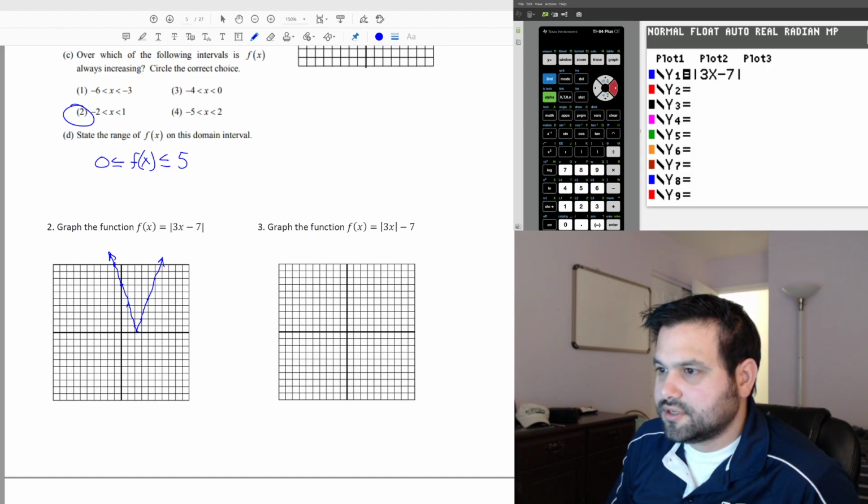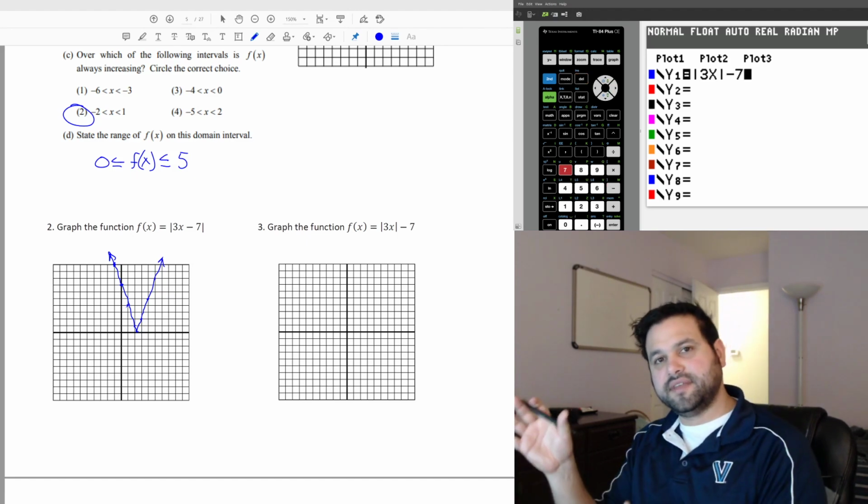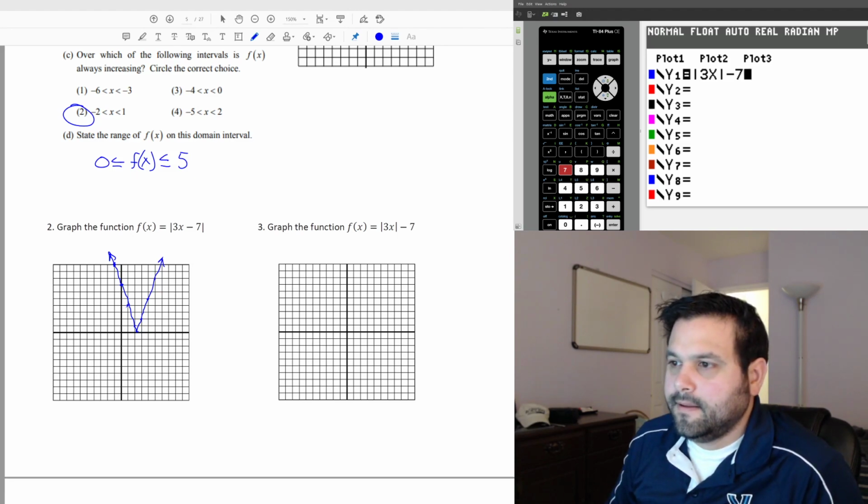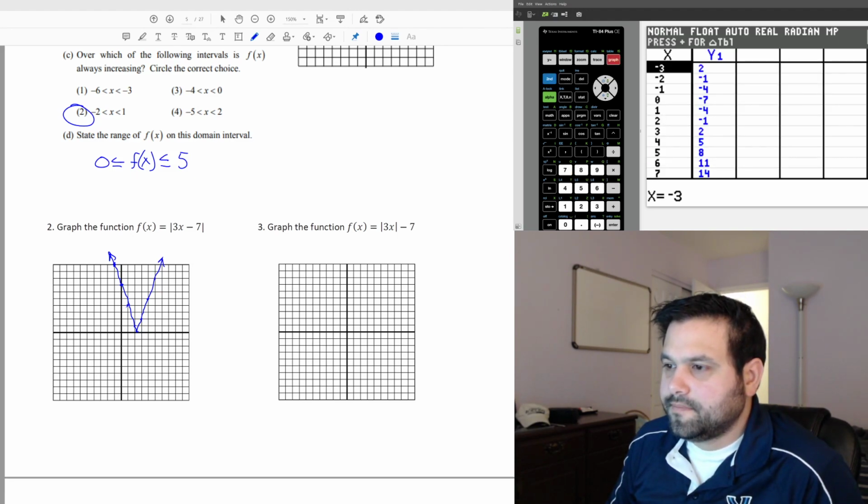Next function, absolute value of 3x and then minus 7. So I will just change that to be correct. All right, so now the minus 7 is on the outside. I will look at the table, and these points I can plot.